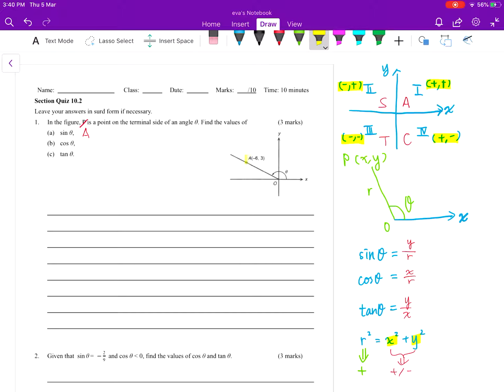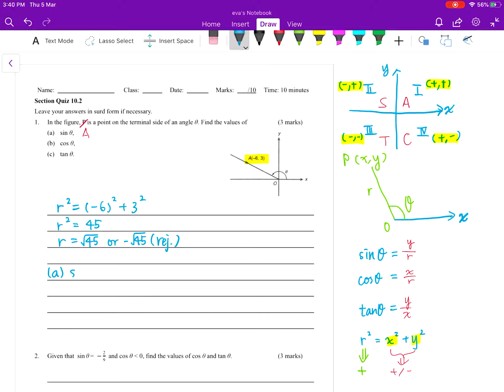Question 1. You have point A, negative 6 and 3. You have to find sine theta, cosine theta, and tangent theta. As we have the x and y coordinates, we need the value of r. So r square equals negative 6 square plus 3 square, so r square equals 45. r equals square root 45 or negative square root 45. As we know, r is always positive, so we take the positive square root 45.